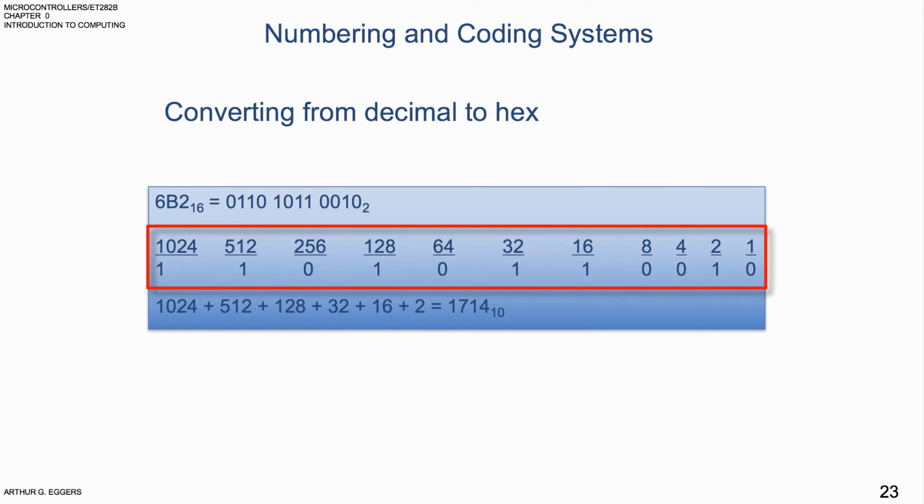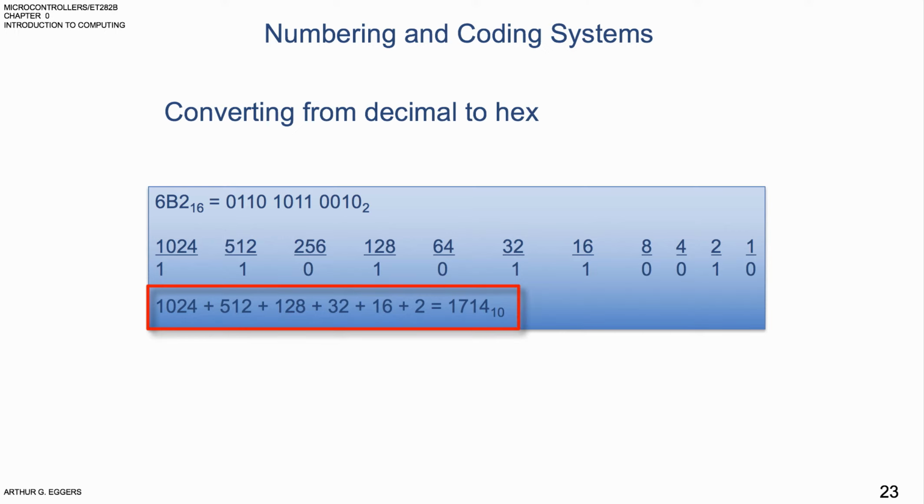So in the case where we have a 1 showing in the binary, we just select those factors of 2: 1024 plus 512 plus 128 plus 32 plus 16 plus 2, and when we add them together we have our decimal equivalent of 1,714. So we did an intermediate step there where we could look at the binary equivalent to the hex and then convert that to the decimal equivalent.